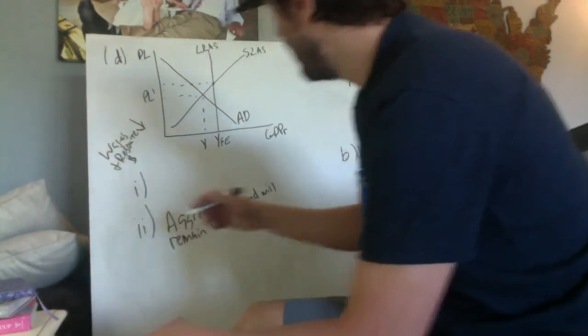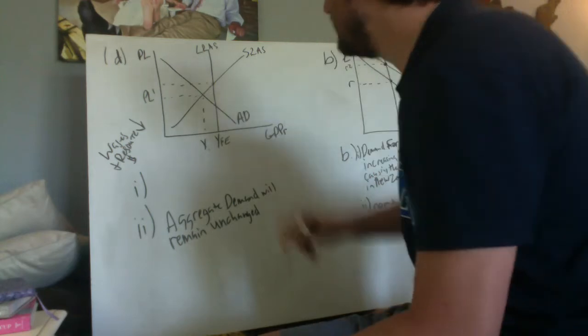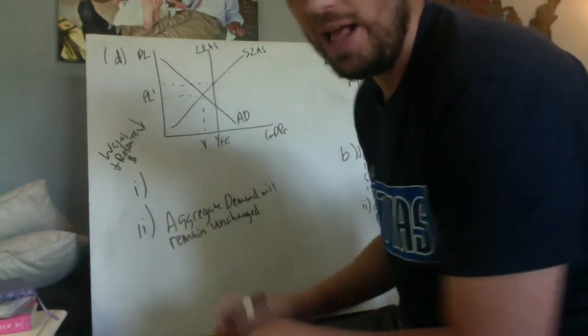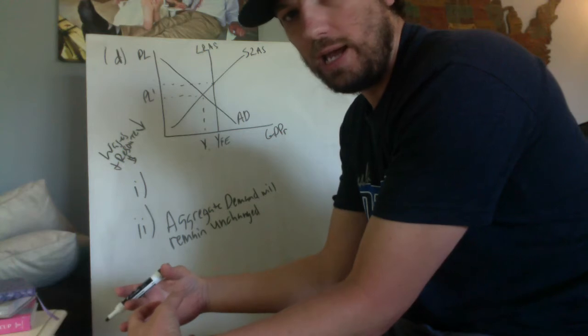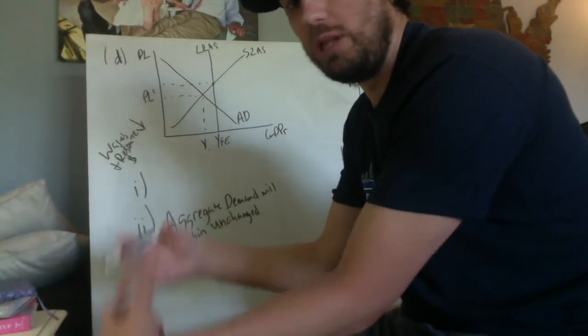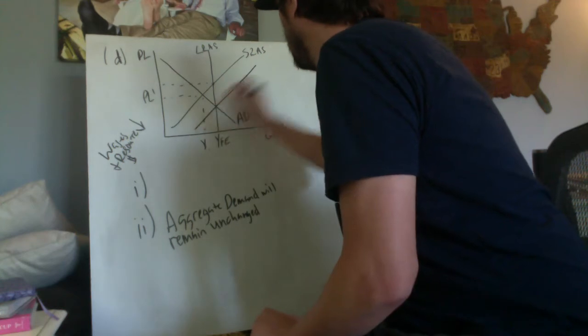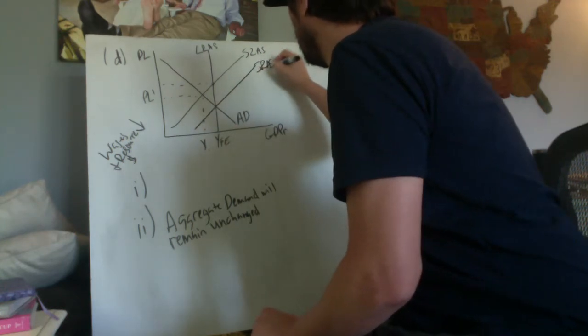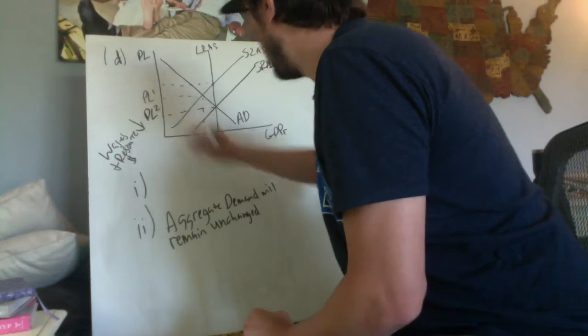Okay, so since wages and resource prices are decreasing, that means you can supply more goods. Okay, you can supply more goods, and so supply will increase or shift to the right in Australia in the long run. Okay, so this is what our graph should look like.